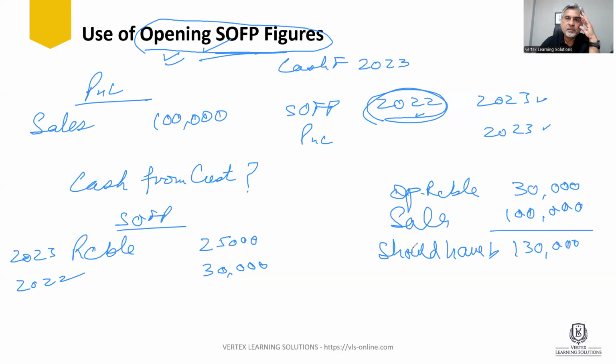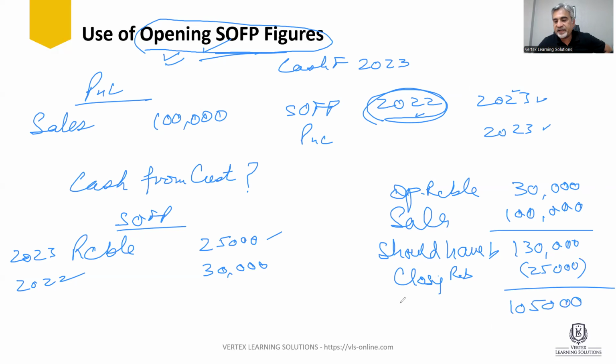Okay. My opening receivables were 30,000. Customers owed me 30,000. Then 100,000 of goods, I sold them further. So I am supposed to receive 130,000. But what I see is that my closing receivable from this year's balance sheet is only 25,000. So instead of 130,000, I have closing receivable of only 25,000. Where is the remaining 105?